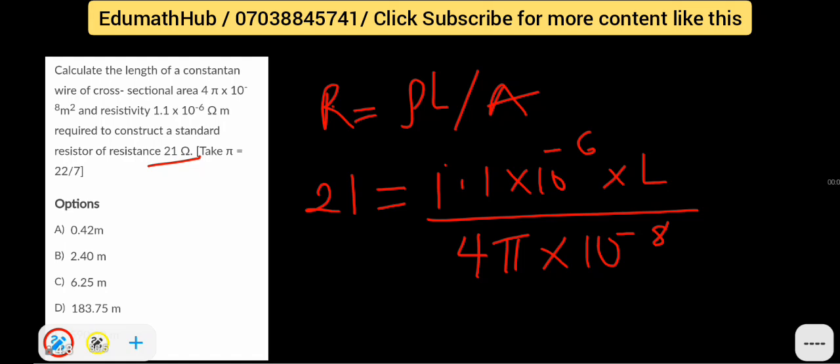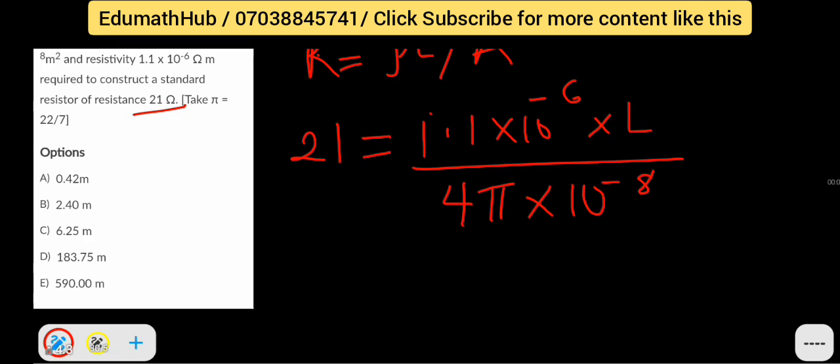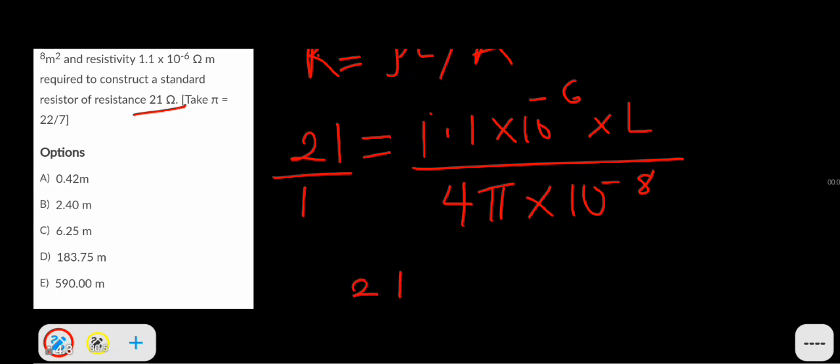Now, take note, calculator is not allowed. You need to know how to manipulate this. It's very simple. The next thing is to cross multiply. Just cross multiply like this. This one is over 1. So if you do that, you're going to have 21 times 4 pi times 10 to the power minus 8.